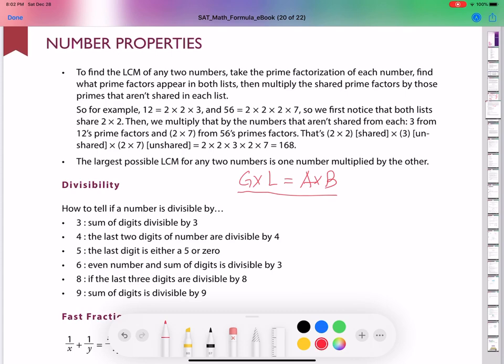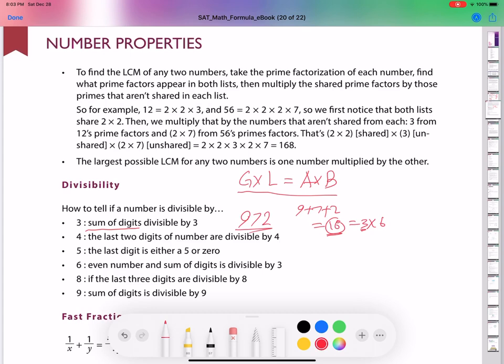Okay, divisibility. If a number is divisible by 3, that means the sum of all digits of that number should be divisible by 3. In other words, to find 3 multiples: one number is given, how can we know that number is a 3 multiple or divisible by 3? Add all digits, and if the sum of all digits is divisible by 3, that means the number is a 3 multiple. For example, 972. This number is divisible by 3. Yes, it is, because 9 plus 7 plus 2 is 18. 18 is 3 times 6. The 18 is divisible by 3.